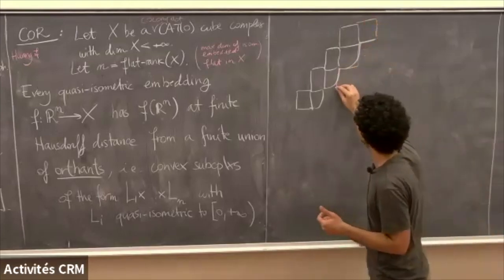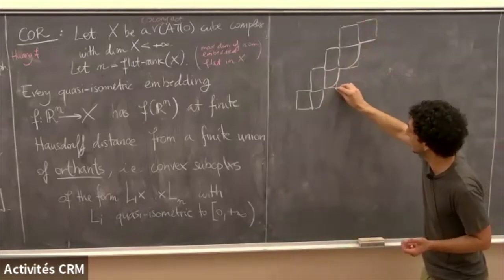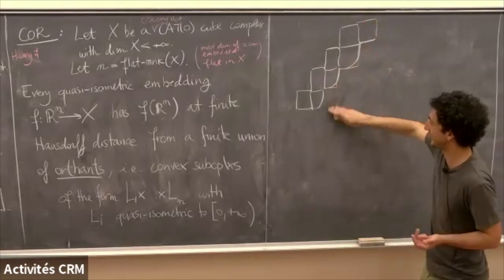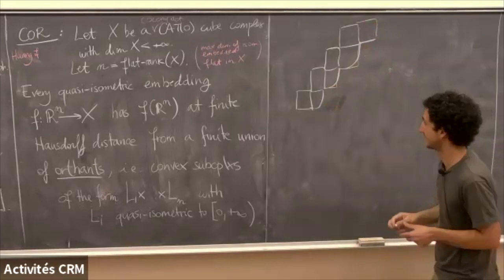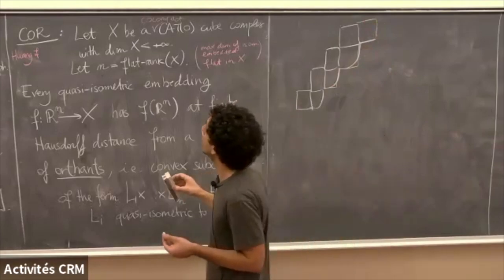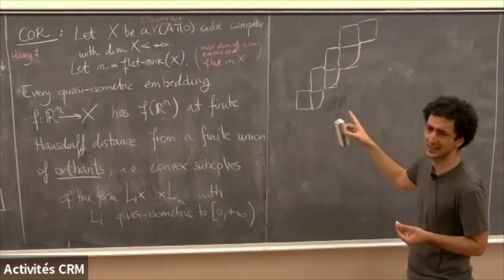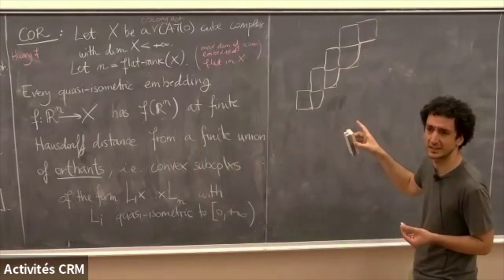Okay, I guess there's nothing else. Yeah, here there isn't a cube. If there were a cube here, it wouldn't be convex, but I'm saying there isn't. Of course, you can ask whether a cocompact cube complex really contains a convex subset of this kind.